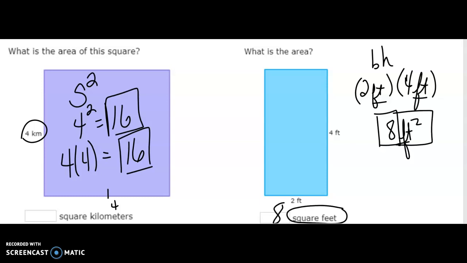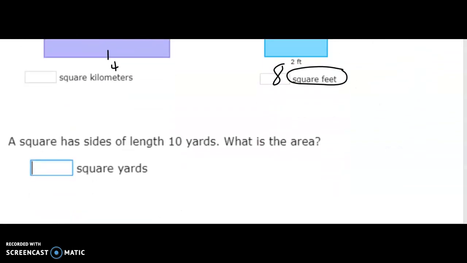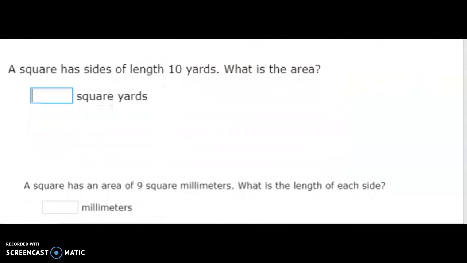Okay? So that's why it says square feet right there. Square feet and feet squared mean the same thing. It just means that two lengths were multiplied together to be able to get what your answer is. So area is always squared for your dimensions.